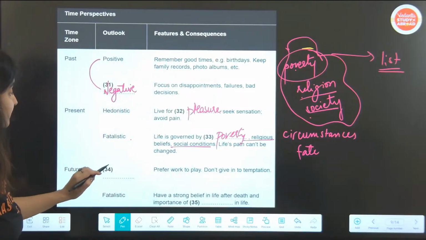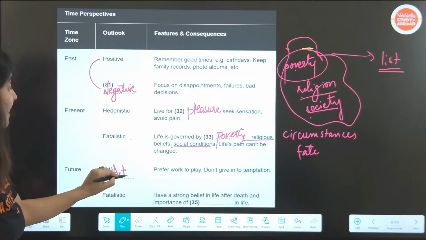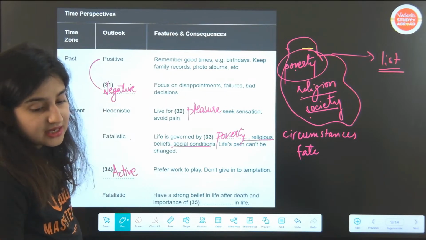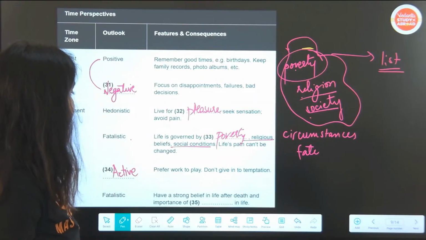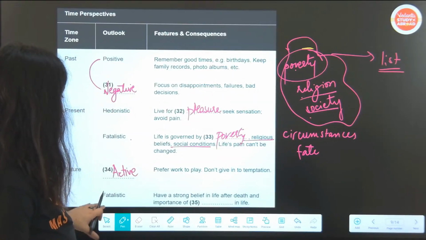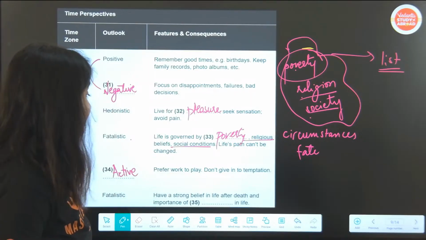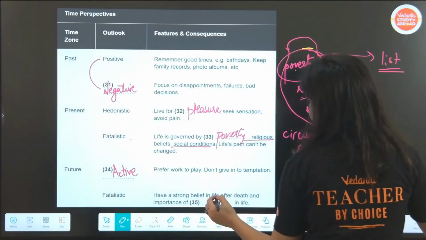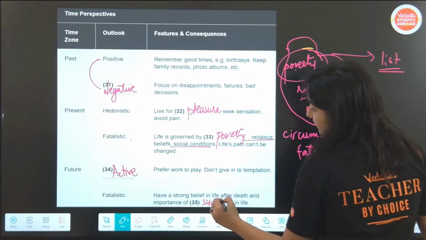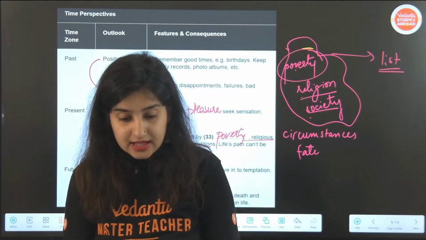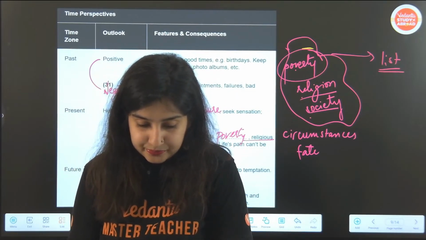Next we had future. Again, two types of people. So there was future active and then future fatalistic, right? So active was the answer here, very good. And the future fatalistic people believe in the importance of success in life, right? Most of you got the answer there. Great job.